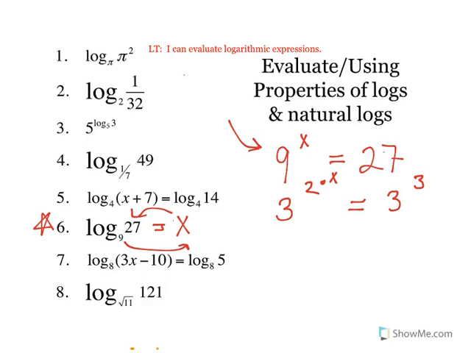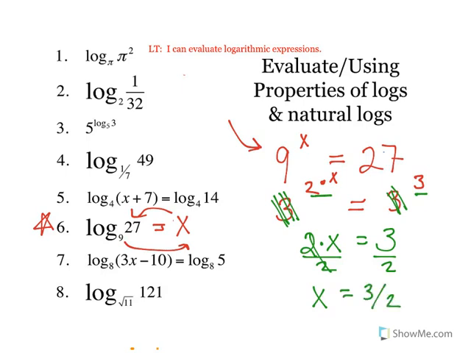Here is a property that we have learned, or a common sense thing that a lot of us can spot. When the bases are the same, you can drop the base and what's left is equal. So 2 times something equals 3. Well, how do I find the something, or how do I find the variable x? Divide by 2 on both sides. And our answer is 3 halves.